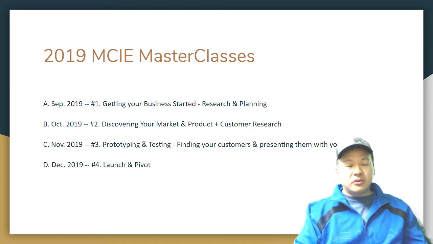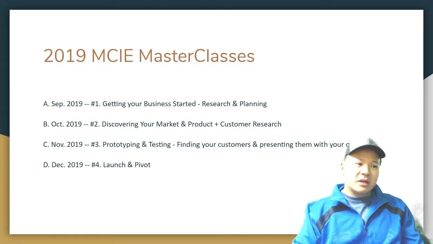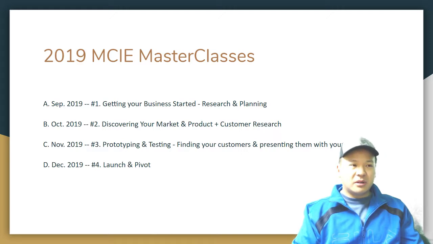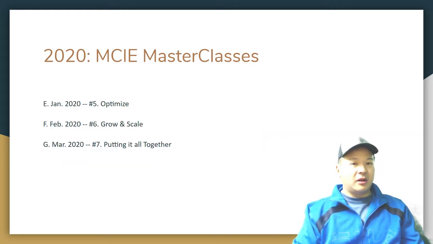But in November, we're going to do class number 3, for prototyping and testing, finding your customers, presenting them with your offer, and then I might include some other things here and there. But basically November, that's what we're talking about, prototyping and testing, all right? And then December will be the fourth masterclass. It's going to cover launching and pivoting and a lot of stuff to talk about there.